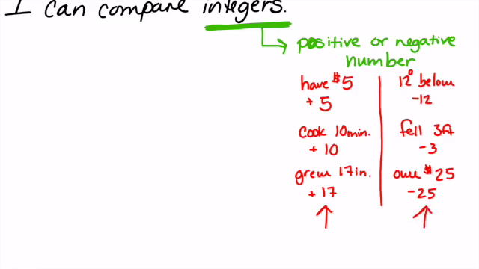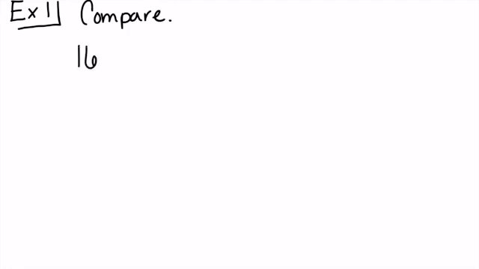Okay, so I can compare integers. Let's go over a couple ways that you can actually do this. There's a couple different strategies here, and you can pick whichever one works for you. Let's say I have example number 1, and I have to compare these two integers. Let's start with two positive numbers. Let's compare 16 and 24.